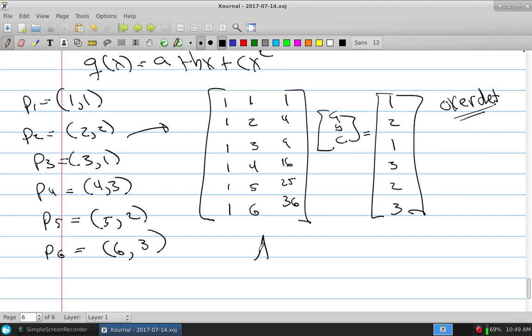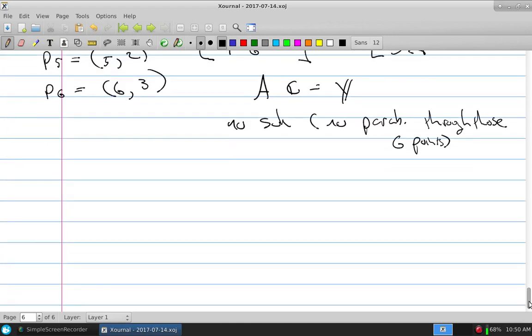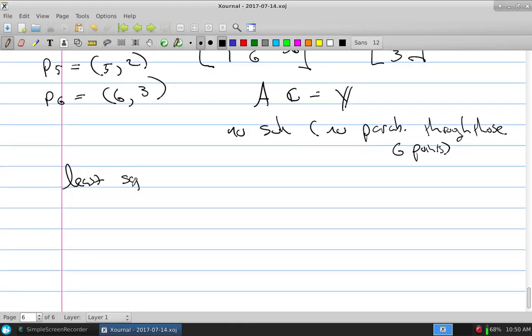Well, I would call this A, this C, and this Y. And how would I solve it? Well, it has no solution. There is no parabola that goes through these 6 points. So since it has no solution, we could stop and say it's inconsistent. No parabola goes through this. Or we reinterpret the problem and say, let's find the least squares solution. We have no parabola through those 6 points.